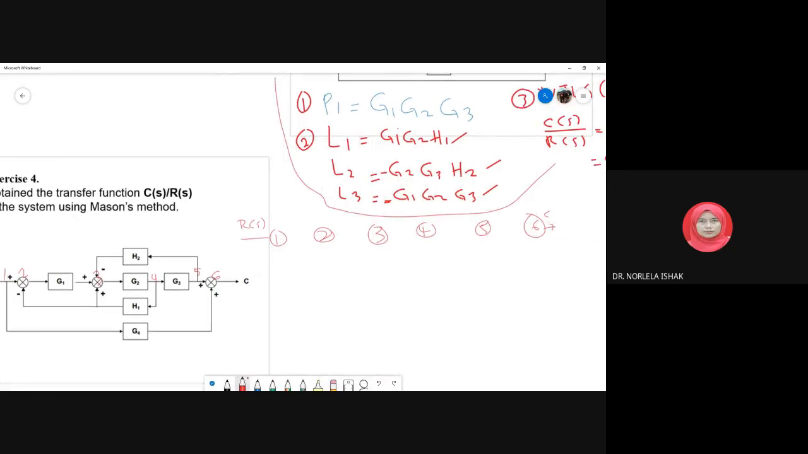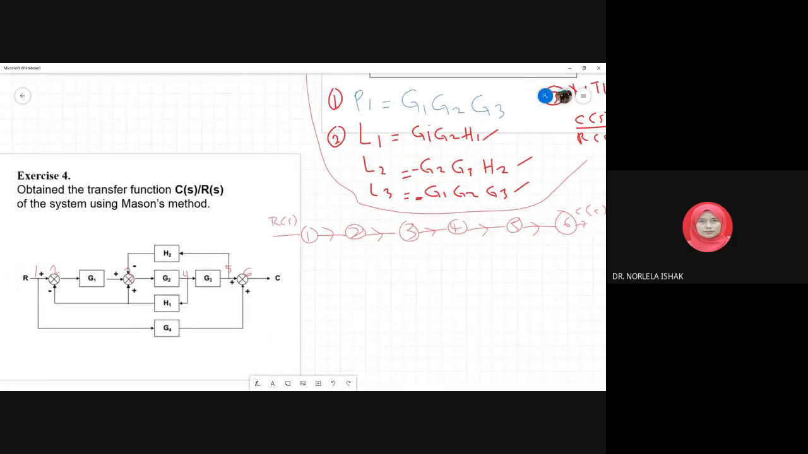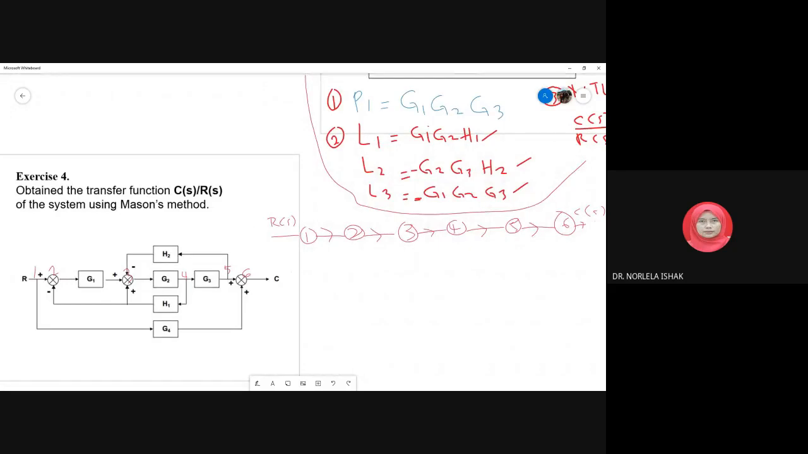Okay. This is our input. Okay, from here, kita sambung ni. We connect all the knots and then we put the arrow. Okay. Right. So, how the next step macam mana?